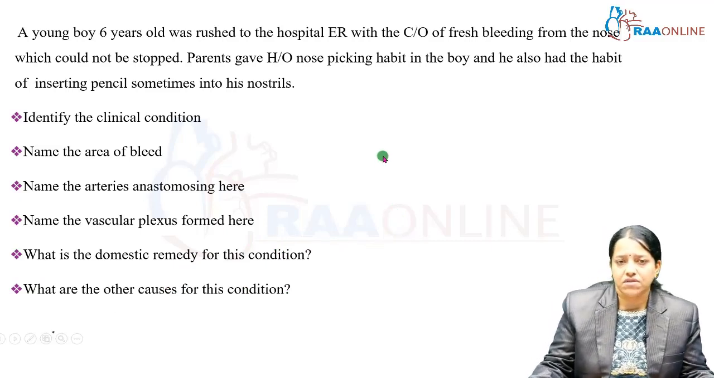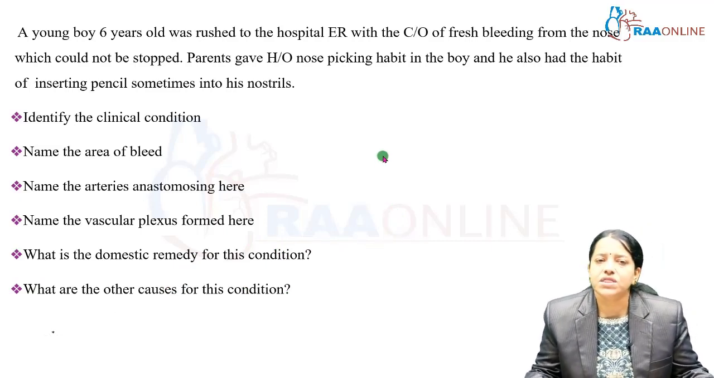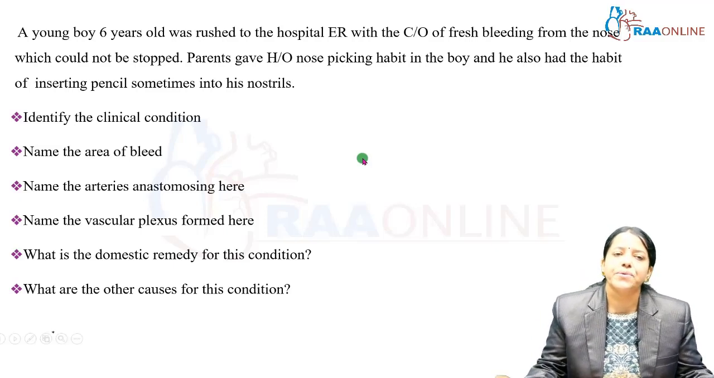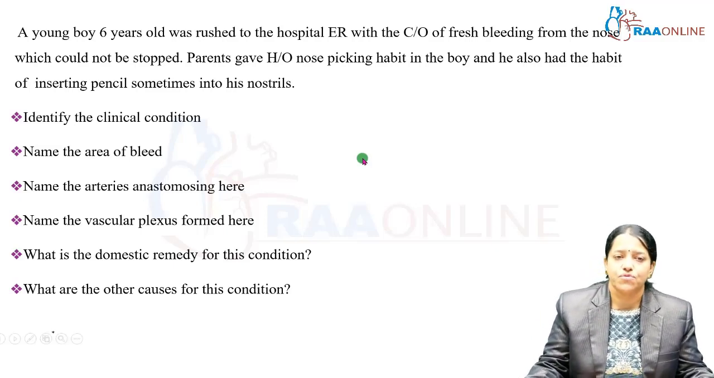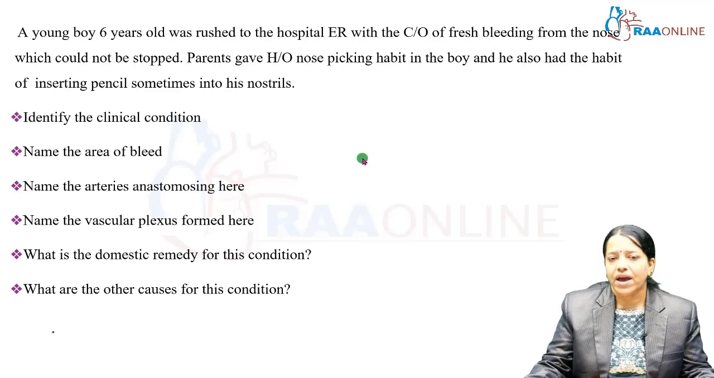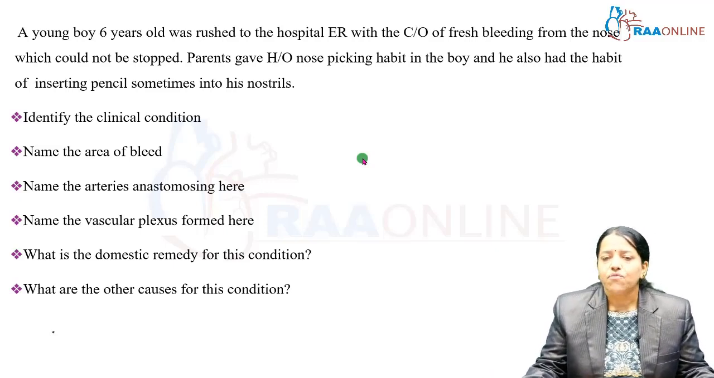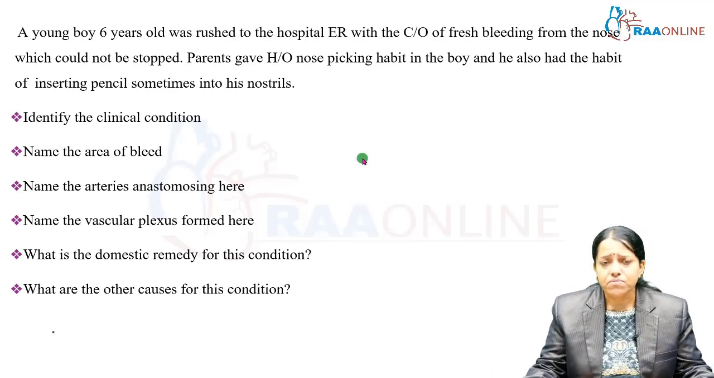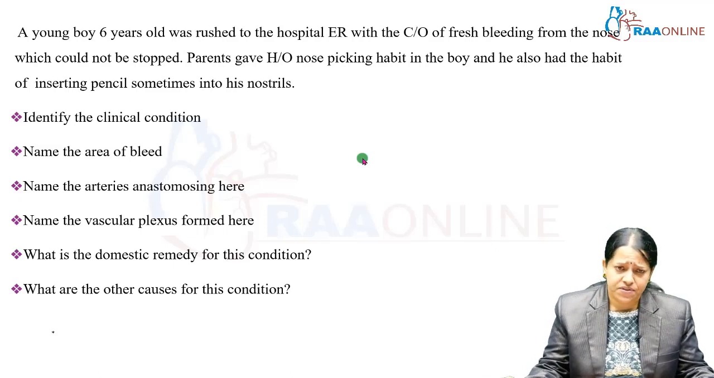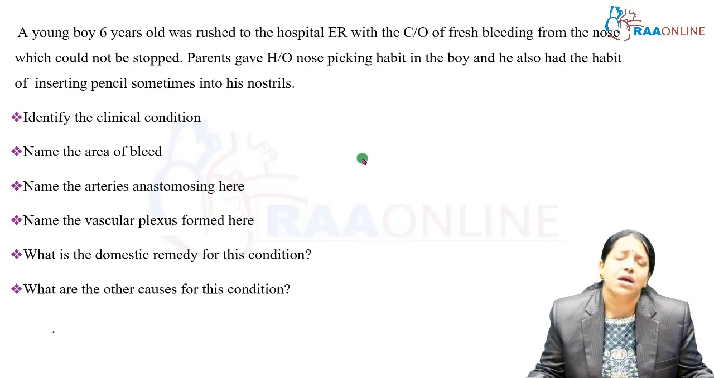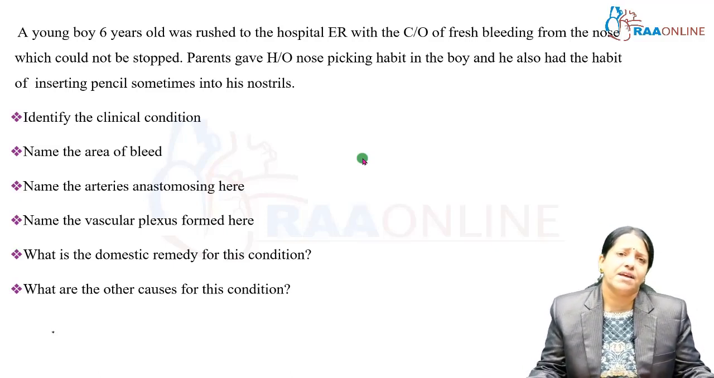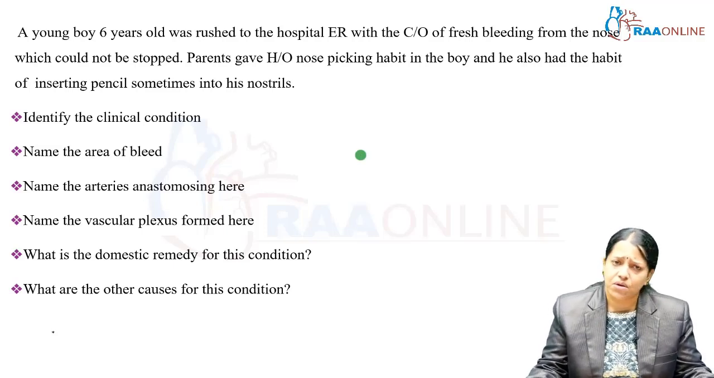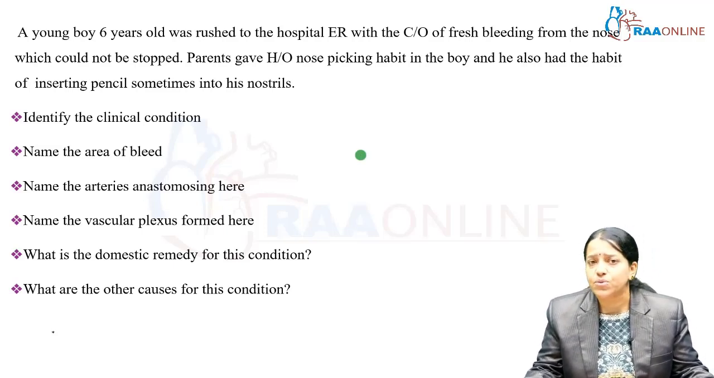So it is a case of epistaxis. With a case of epistaxis, we are going to discuss the anatomy of the nose and exactly where this case will fit in. For anatomy questions, you will also be asked to describe the structure in detail: the blood supply, the nerve supply, the lateral wall, the septum, because it is an essay question.